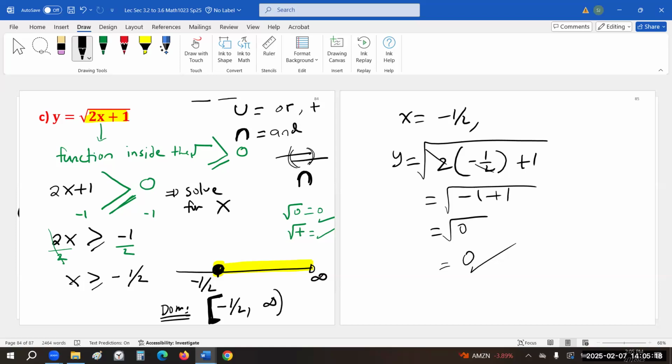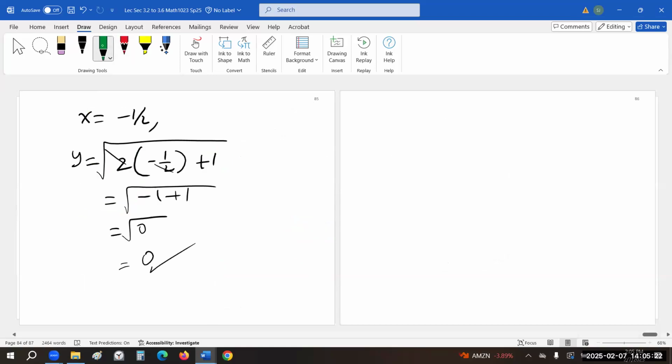Can you do what? Sure. Let's say we have an example. y equals square root of 5x plus 15.